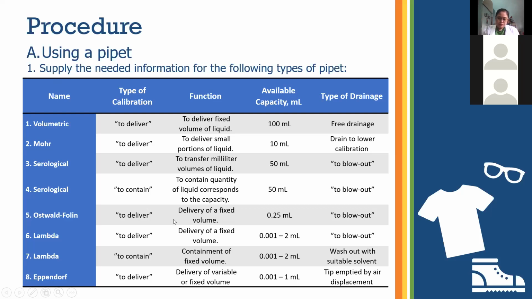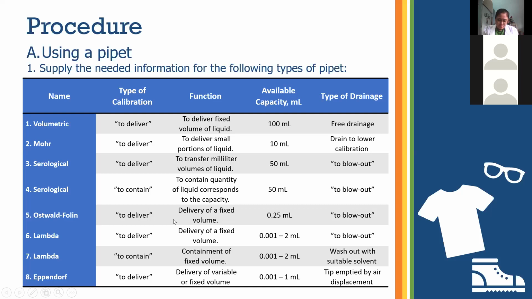For the volumetric, the type of calibration is to deliver a fixed volume of liquid, and it has a capacity of 100 ml, and its type of drainage is free drainage. Second is the Mohr. Its type of calibration also is to deliver, its function is to deliver small portions of liquid with the capacity of 10 ml, and it is to drain to lower calibration.